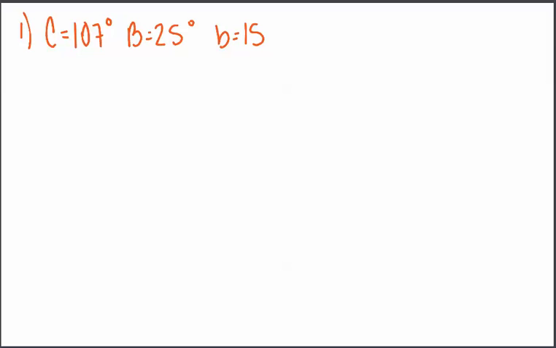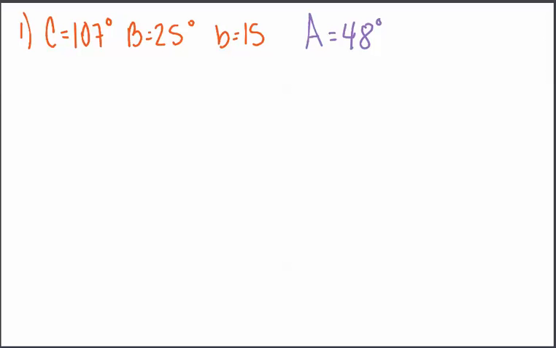Okay, so we're going to solve this triangle. Solving a triangle means you need to have all of the angles and all of the sides. So notice I already have two angles. Angle C is 107 degrees and angle B is 25 degrees. So I can very quickly figure out that angle A is going to be 48 degrees. And where did I get that 48 degrees? That comes from the fact that all the angles in a triangle add up to 180. So 180 minus 107 minus 25 leaves 48 degrees left for angle A. So I've got that done.